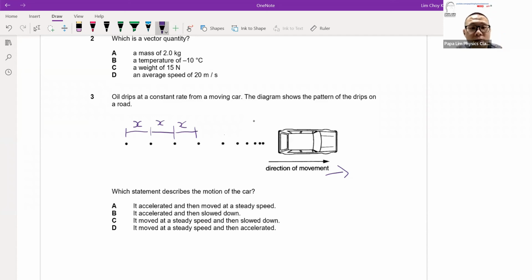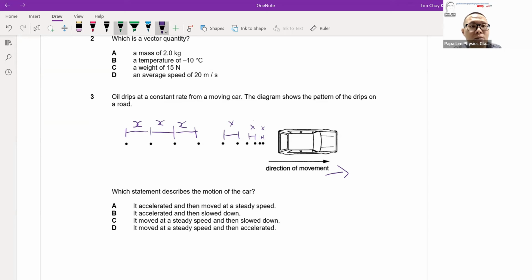After that, you start to take notice that the interval actually becomes smaller and smaller. The interval here becomes smaller and smaller. This will represent that the car actually is slowing down. The oil is actually dripping at a constant rate, but because the car is slowing down, the distance between the drips will be closer and closer.